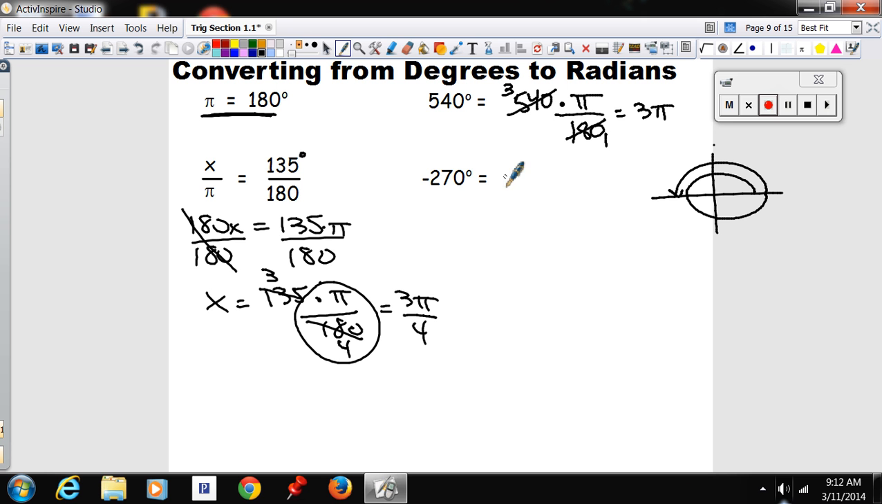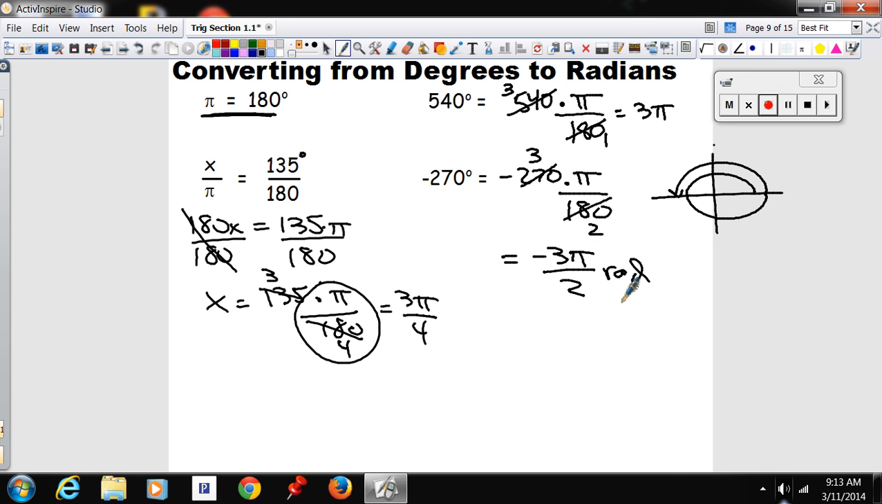Negative 270, we'll multiply it by pi and divide it by 180. So that's how I'm going to convert from my degrees to my radians. Could I reduce these two? By what? 30 is the one that would work. If there's a bigger one, 90 would be your best. So 270 divided by 90 is 3. 180 divided by 90 is 2. So you're actually going to get negative 3 pi over 2 radians.